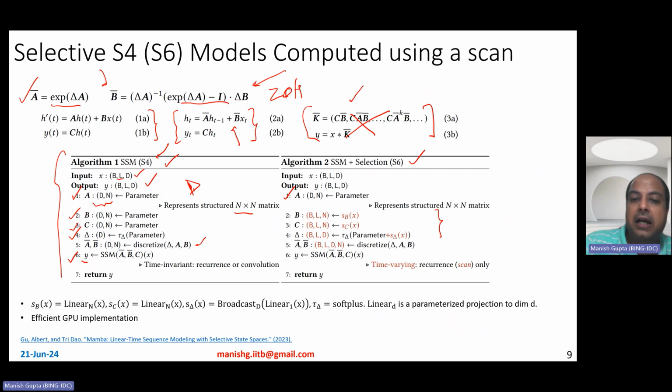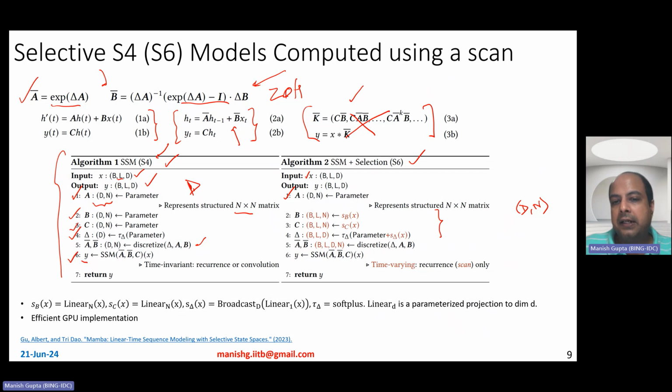Okay, so essentially you have X as the input, remember. So you have B as the batch size, L as the sequence length, and D as the dimensions. For each dimension, what you do is to basically use the D cross N parameters so as to map D to an n-sized vector. Okay, you map D to an n-sized vector.